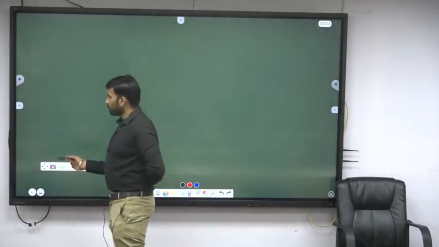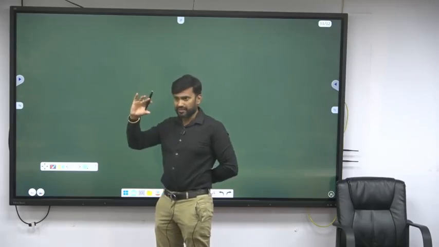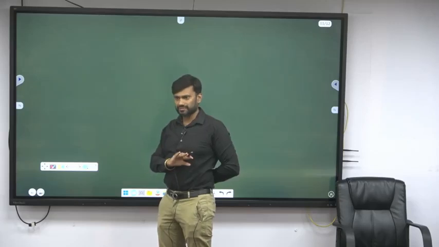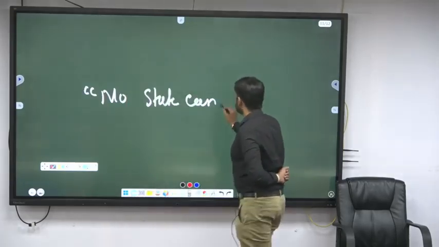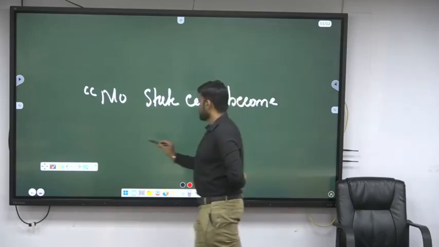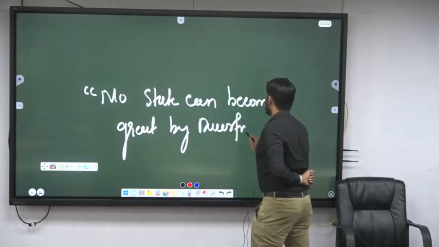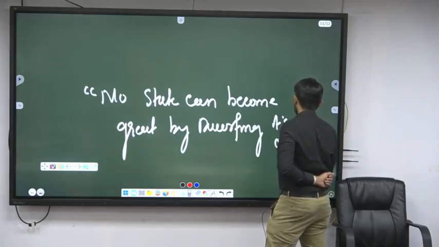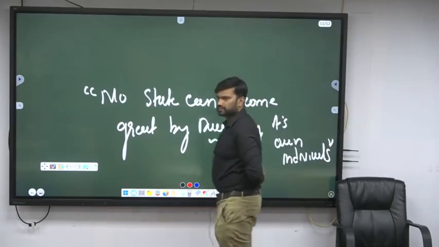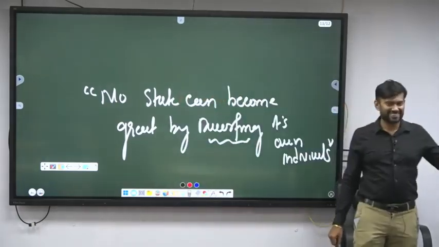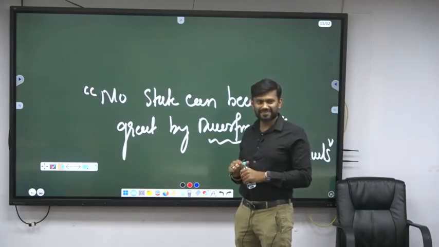What is the other thing Mill also says about liberty or freedom? He says that no state can become great by dwarfing its own individuals, its own people. What do you mean by dwarfing? Short. Making less. How will they make less? So basically, curtailing their freedom.